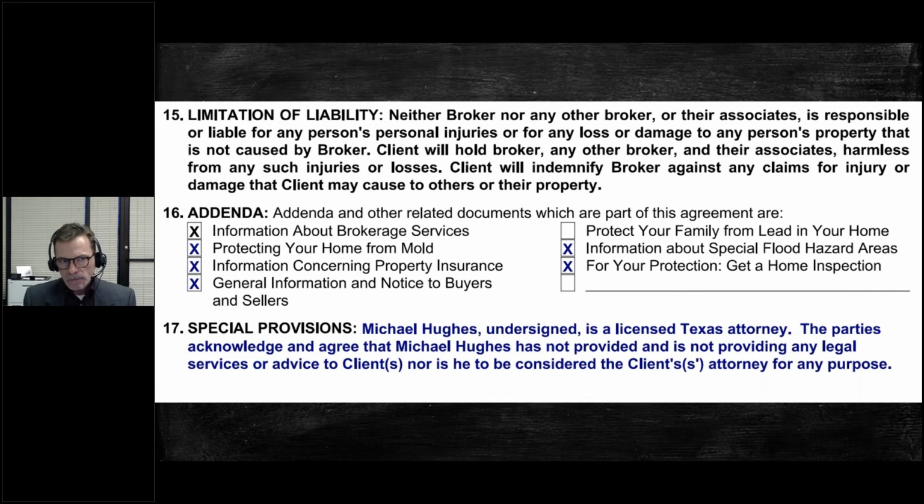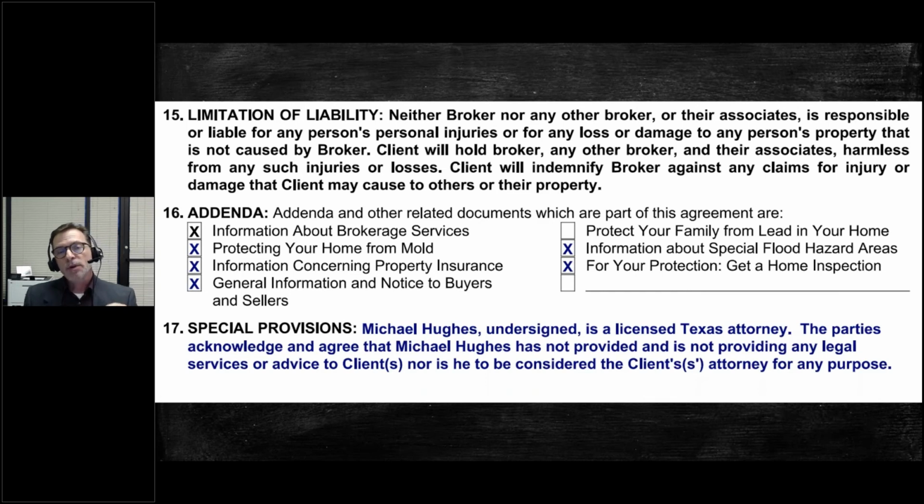Let's talk about addenda. As I said before, for me personally, when I send out my buyer tenant representation agreement, I don't just send out the one document. I send out a packet of documents. And the other documents in that packet are the ones listed here in paragraph 16, and I include them in this order. And the reason is, one, they're contemplated by the agreement, so why not?